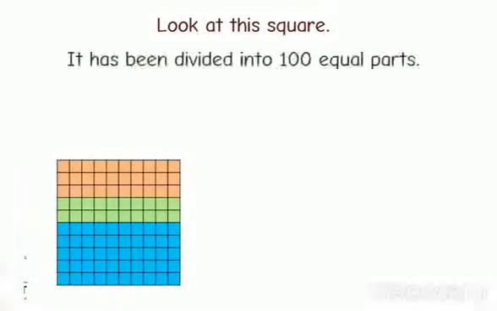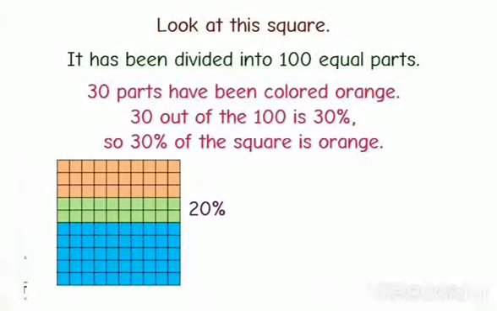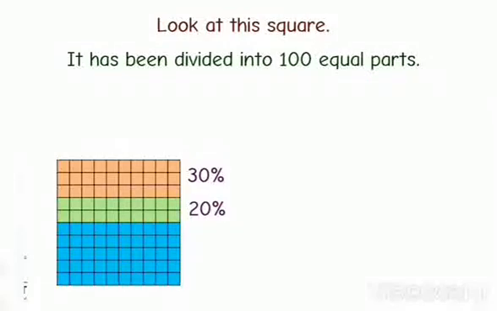Look at this square. It has been divided into 100 equal parts. 20 parts have been colored green. 20 out of the 100 parts is 20%. So 20% of the square is green. It has been divided into 100 equal parts. 30 parts have been colored orange. 30 out of the 100 is 30%. So 30% of the square is orange.